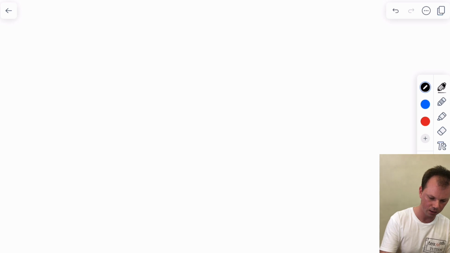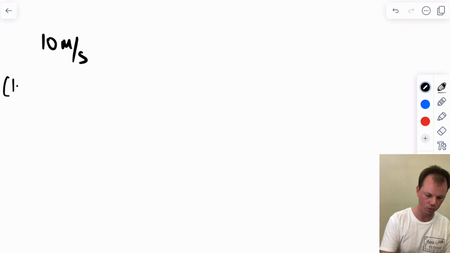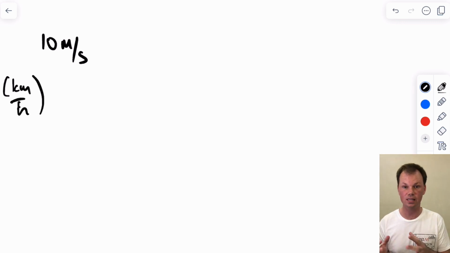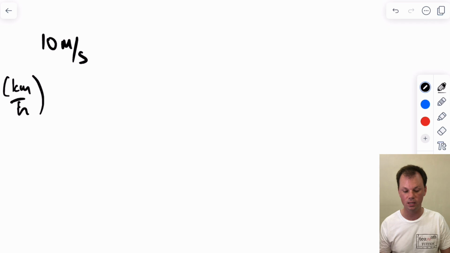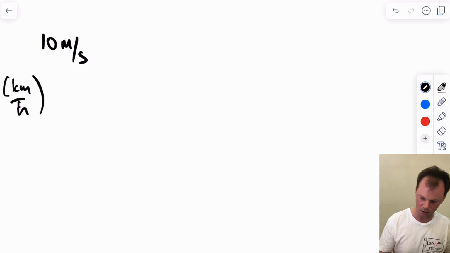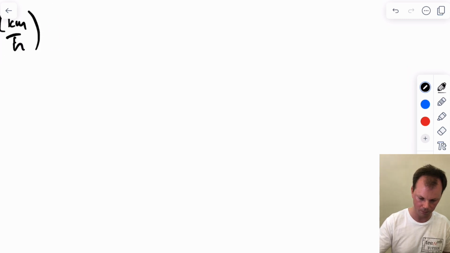If I had 10 meters per second and I wanted to convert it to kilometers per hour. Now the way we do this is exactly the same as the last video. We're multiplying it by a representation of 1. But the easiest way to do it is to convert one unit first and then convert the other unit. So what I mean is, let's convert the meters first into kilometers, and then we'll work on converting the seconds into hours. So I'm going to write it out a little bit lower again.